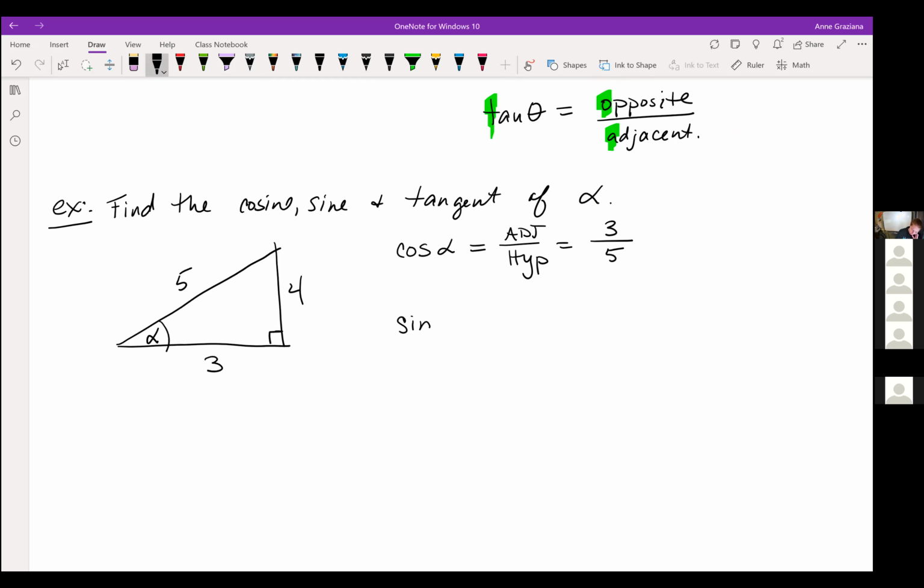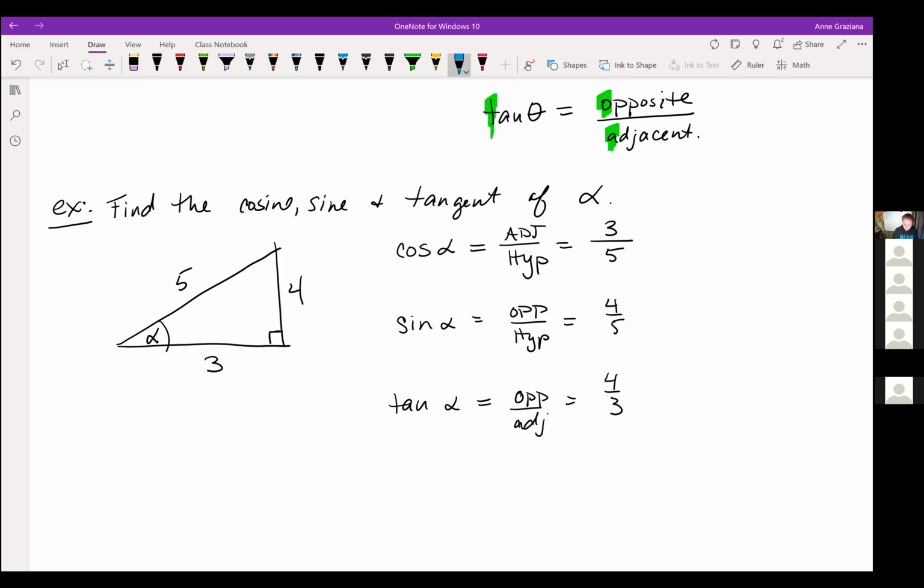Now sine of alpha is opposite over hypotenuse, 4 over 5. And then tangent of alpha is opposite over adjacent, 4 over 3. Now, here's the thing you need to realize. Everything depends on which angle you're talking about.